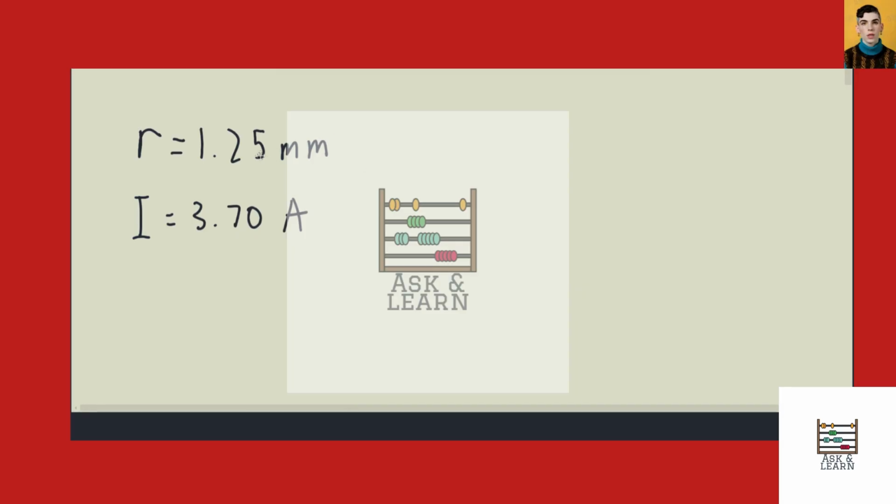We have a wire with a radius of 1.25 millimeters and it carries a current of 3.7 amps. So for the first part of this problem, we need to find what the drift velocity is of the electrons.